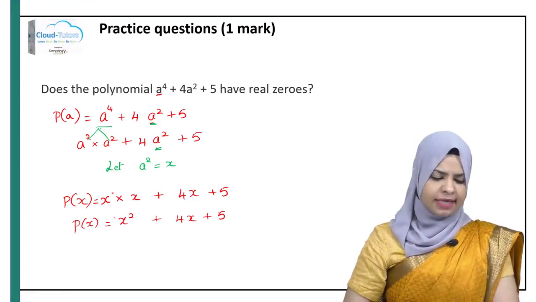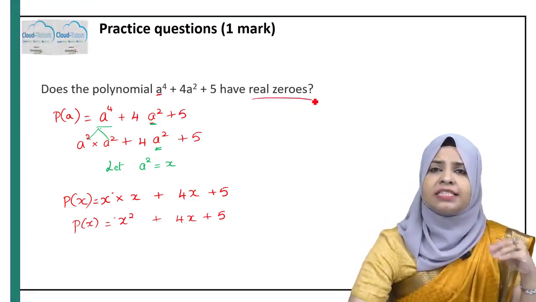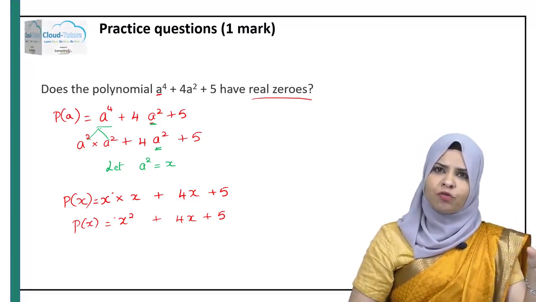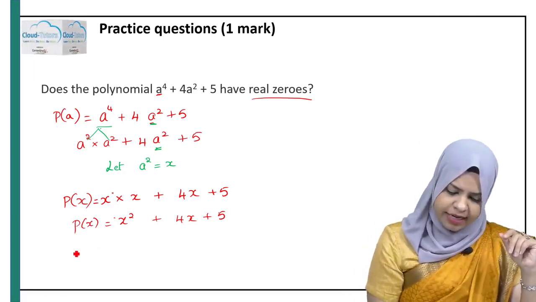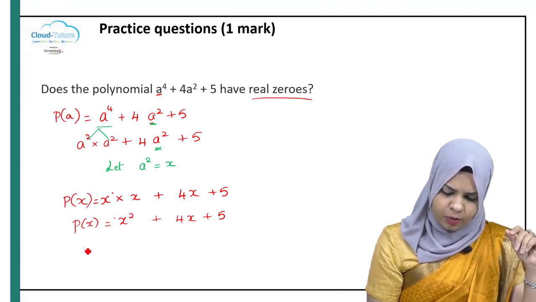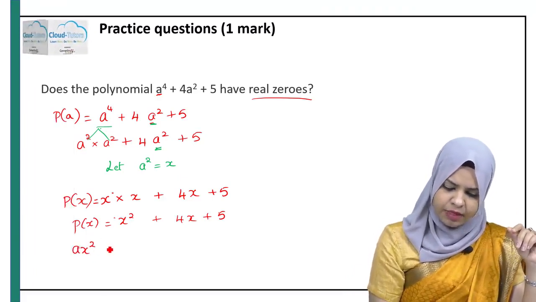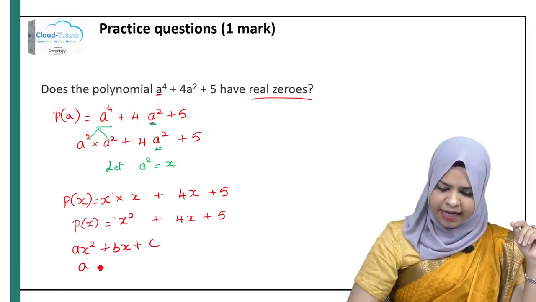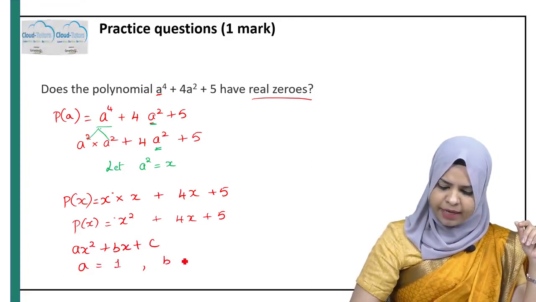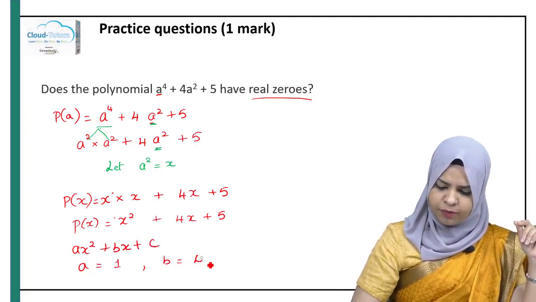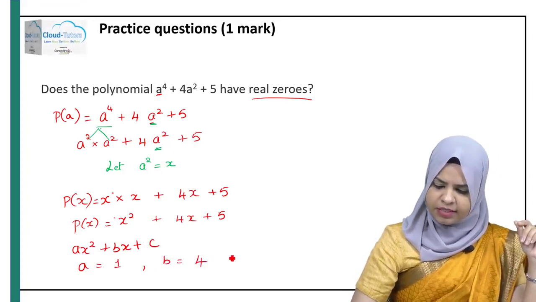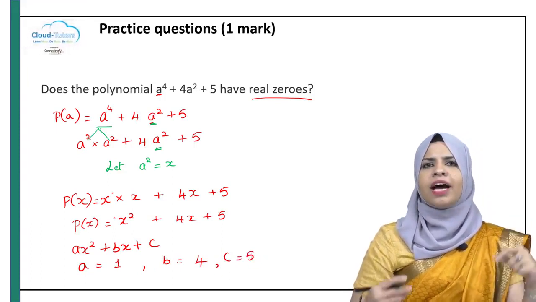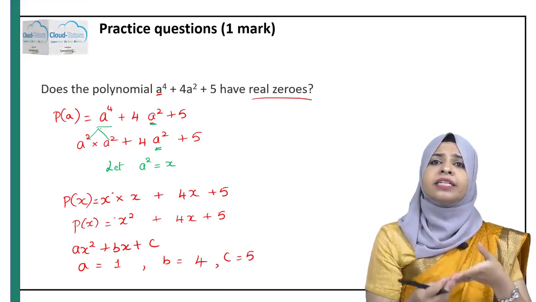Now let's compare this. We have to find if it has real zeros or not. So how do we do that? Let's compare this to the generic form of a quadratic polynomial. What is it? It is ax square plus bx plus c, wherein my a is equal to 1, b is equal to 4, c is equal to 5. Now why do we need to know all this? Because we have to find, does it have real zeros or not?